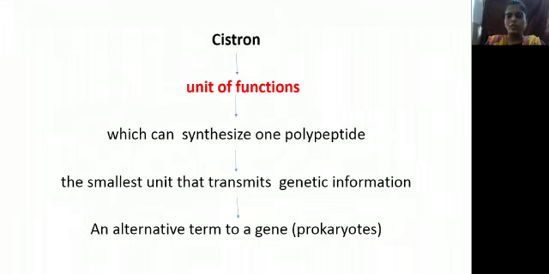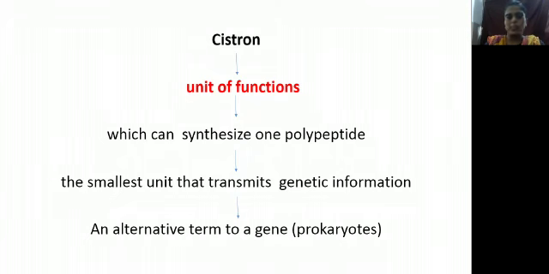So what is cistron? Again, that is an important terminology. It is the unit of function. Why a unit of function? Because its function is to code amino acids. So that portion of a gene which can code, which has the function to produce protein, is called cistron, which can synthesize one polypeptide. Thus, cistron is called the smallest unit that transmits genetic information. So finally, the smallest unit which can transmit genetic information is termed cistron.